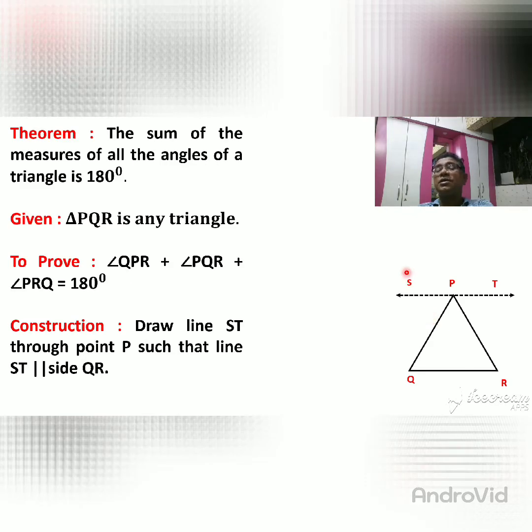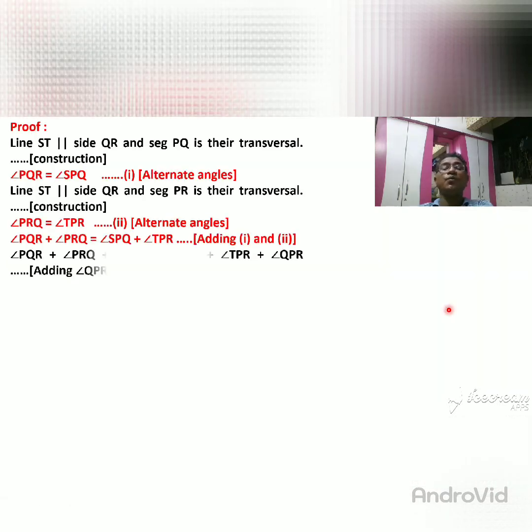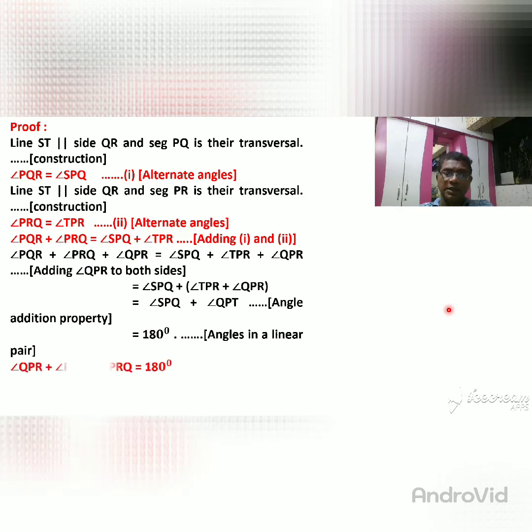See, this is the angle SPQ. Then this is another angle, QPT. So these two angles are linear pairs of each other. A linear pair sum is 180 degrees. This angle and this angle are linear pairs of each other, so the linear pair is 180 degrees. So here we write 180 degrees, linear pairs.